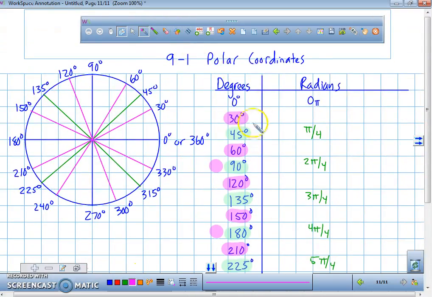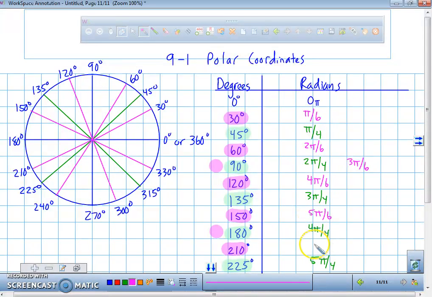In radians, every single time you go up by 30 degrees, you actually go up by pi over 6 radians. We talked about how to convert from radians to degrees and from degrees to radians yesterday. Okay, so this is going to be pi over 6. This is going to be 2 pi over 6. Right next to this one, I'm going to write 3 pi over 6. 4 pi over 6.